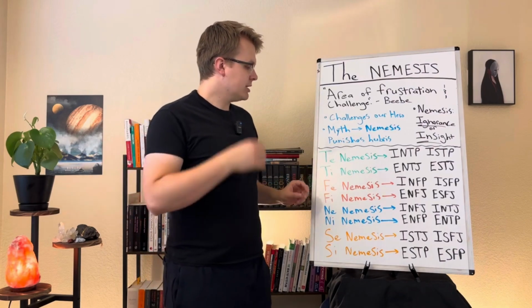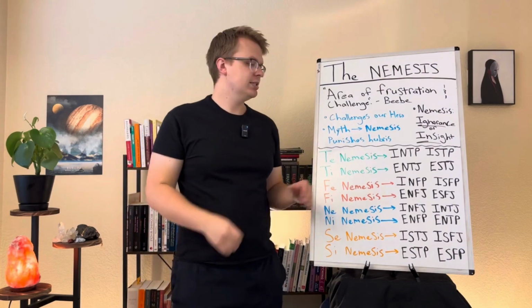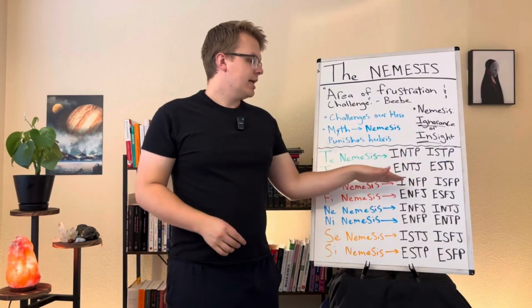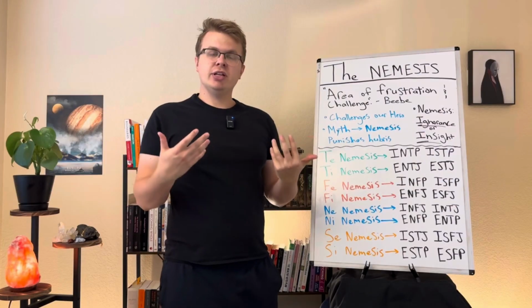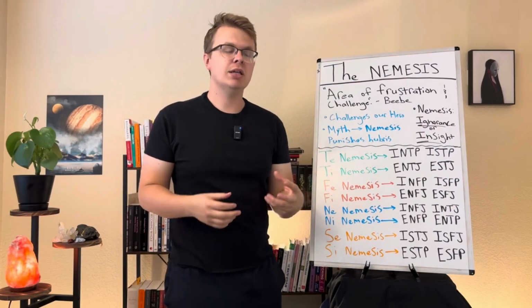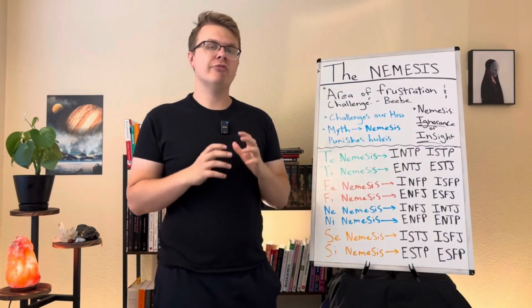Next are the feeling ones. FE Nemesis, extroverted feeling Nemesis. This is the Nemesis of the INFP and the ISFP. Now, these are the FI heroes, introverted feeling heroes, where they're confident and competent with their ability to evaluate, to value something, and the principles and the morals that they invest in.